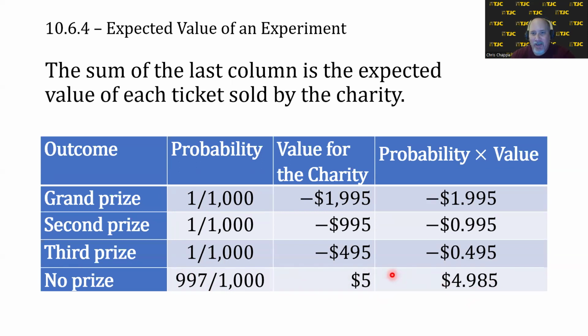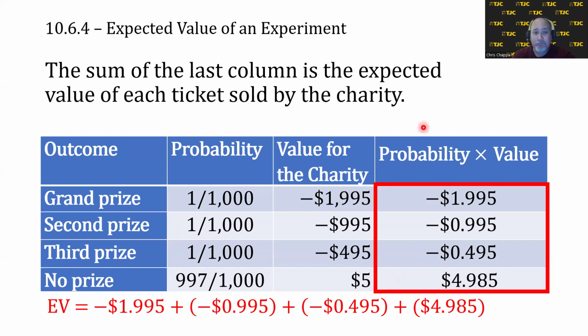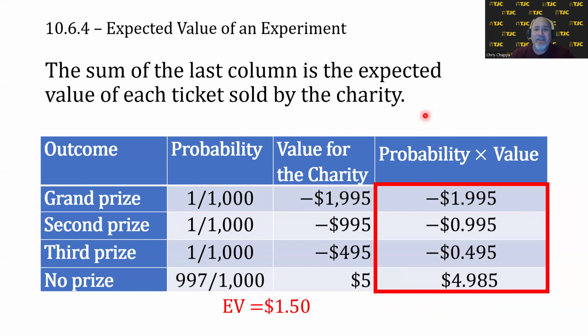The sum of the last column is the expected value of each ticket sold by the charity. In other words, if we add up that last column, negative $1.995 plus negative $0.995 plus negative $0.495 plus positive $4.985. That will give us the expected value of each ticket sold by the charity, and it ends up being a positive $1.50. Kind of makes sense that it's positive because the charity is trying to make money, so on average they should make a profit on each ticket.